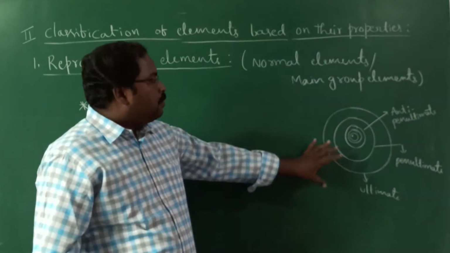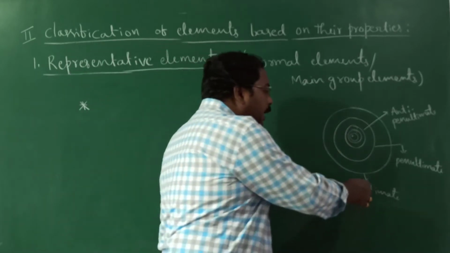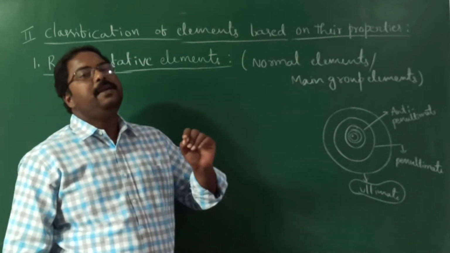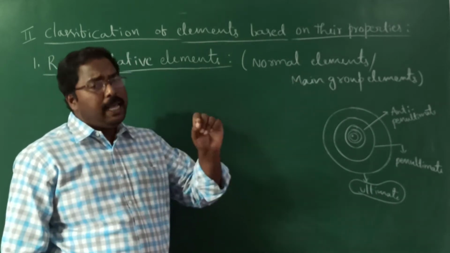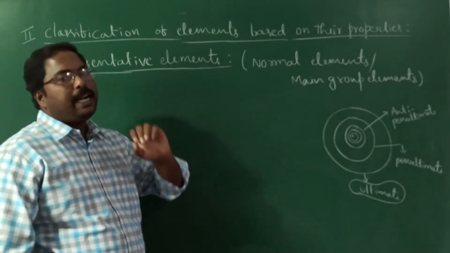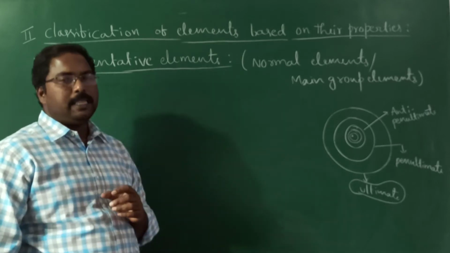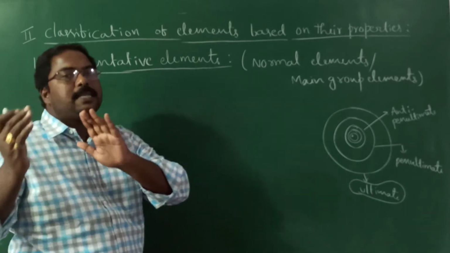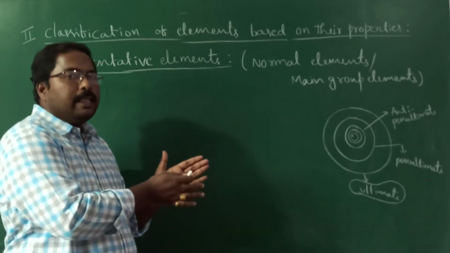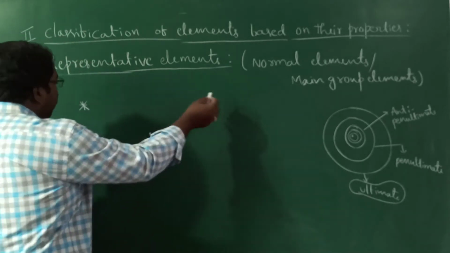Okay, but coming to representative elements, what does it mean? The elements in which the last shell, which we call the ultimate shell, is incompletely filled. Such elements are known as representative elements. Somebody may have a doubt: sir, incompletely filled means what? For example, if the orbit capacity is 8 electrons, and out of the 8 it has only 7, then it is known as incomplete, right? So note down the definition.